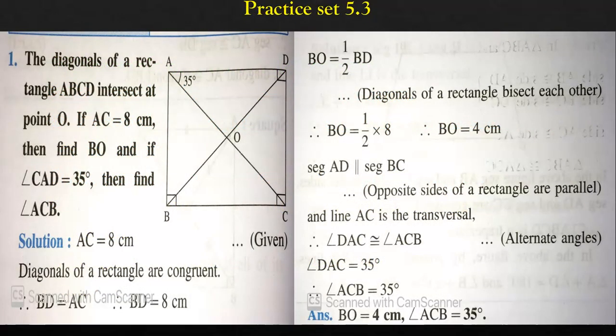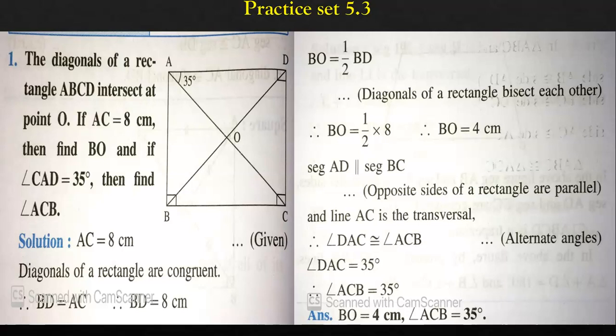So let us start. Question number 1. The diagonals of a rectangle ABCD intersect at point O. If AC is 8 centimeters, then find BO, and if angle CAD is 35 degrees, then find angle ACB. Let us start. AC is given to us as 8 centimeters, and we know that diagonals of a rectangle are congruent. Therefore, AC is equal to BD. If AC is 8, that means BD is also 8.